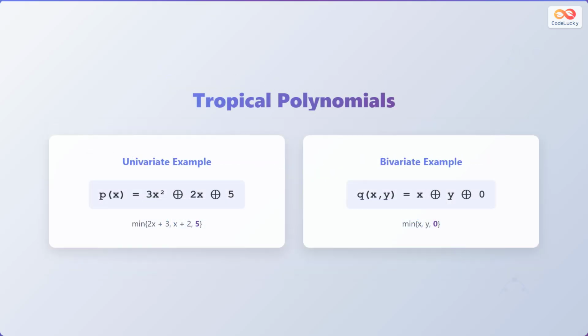Here are a couple of examples to illustrate tropical polynomials. First, let's consider a univariate example. P of x equals 3x squared circled plus 2x circled plus 5. Remember that in tropical algebra, the square of x means x plus x, and the addition sign actually means the minimum. Therefore, the expression is equivalent to the minimum of 2x plus 3, x plus 2, and the number 5. Now let's consider a bivariate example. Q of x, y equals x circled plus y circled plus 0. Which means that it is equivalent to the minimum of x, y, and 0.